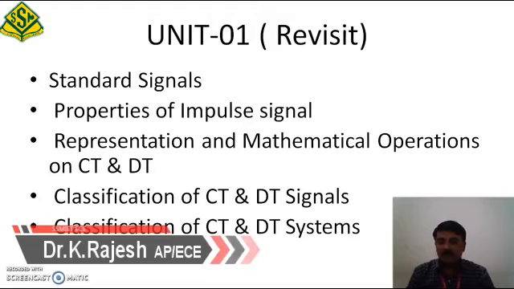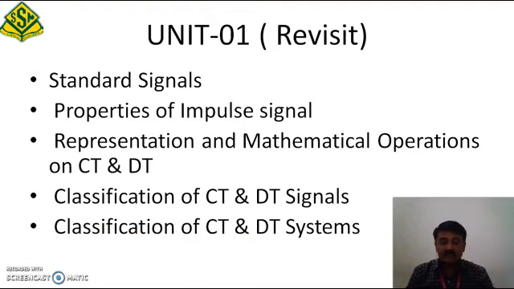And then finally, classification of CT and DT systems. Here, the same way as I said in the previous classification, we have static and dynamic, second causal and non-causal, linear and non-linear, time invariant and time variant, and then stable and unstable. So there are only 5 topics under this. So take only 3 to 4 examples for each topic and try to solve them. Look at the book, then close it and try to solve it yourself. So please practice these 5 topics for the first unit.